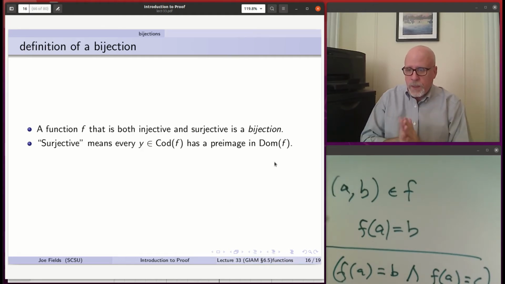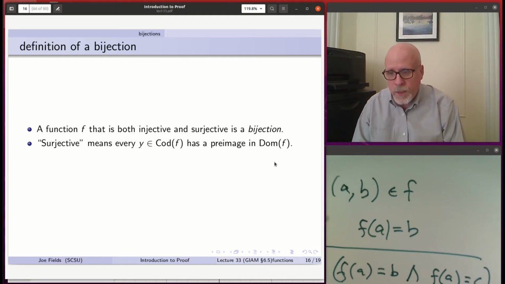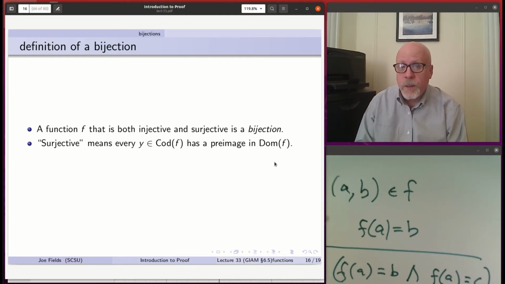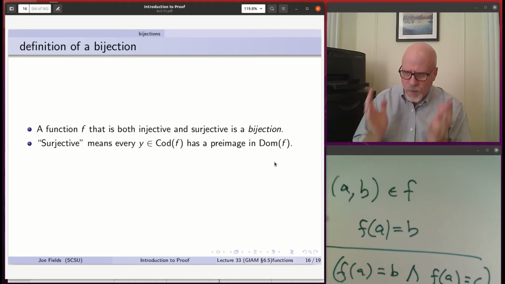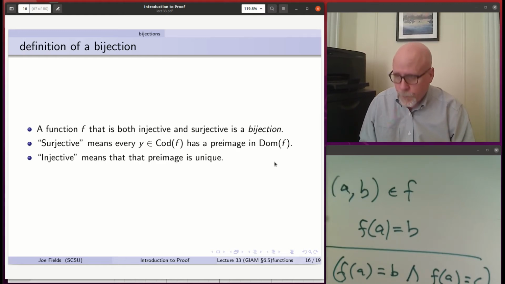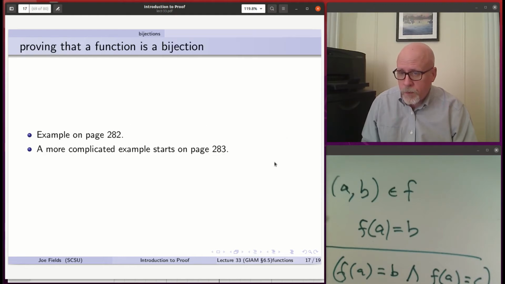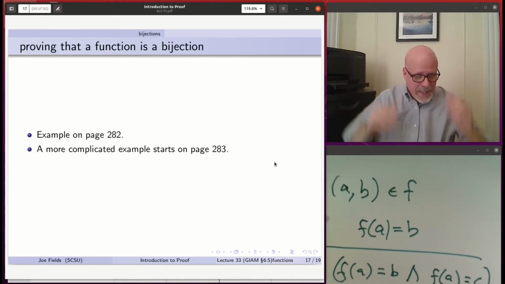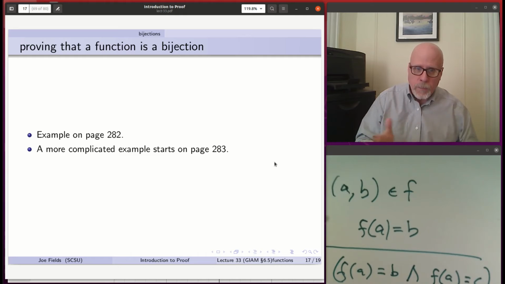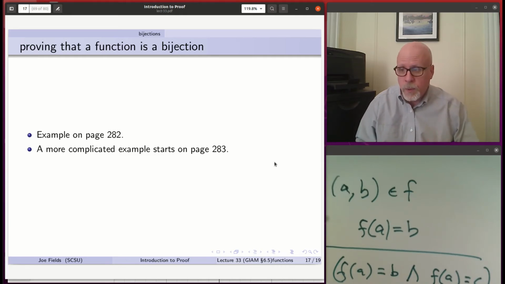Let's think about what these mean in general. Surjective means every y in the codomain has a preimage in the domain. I guess this is repetitive, but I'm using the image and preimage terminology now. Injective means the preimage is unique. So everybody has a preimage, and it's a unique preimage. What does that get for us? Well, it gets a sort of perfect matching between the input side and the output side. So let's look at this example in JIAM, starting on page 282.